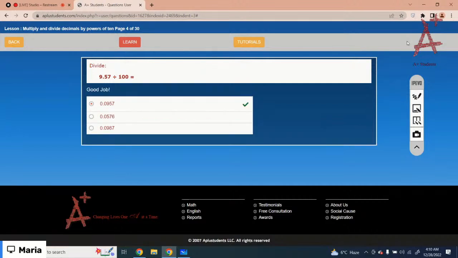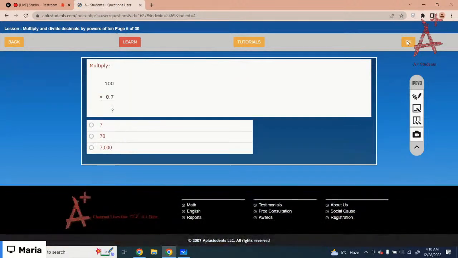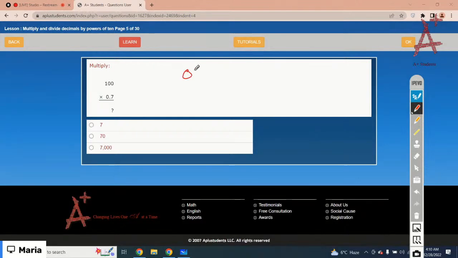Keep this very important point in your mind. When you are dividing by the powers of ten, you have to move the decimal point left. And when you are multiplying, you have to move the decimal point right. Got it? So here you are multiplying, you have to move the decimal point two places right. But you don't have two places, so add zeros, make two places, and move the decimal point from here.